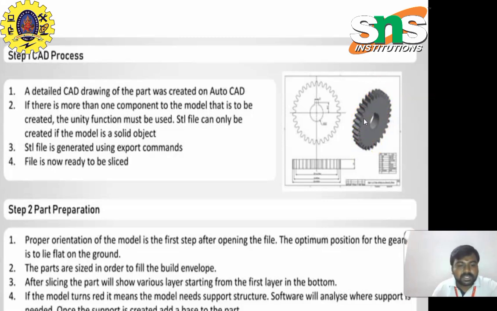If the model turns red, it means the model needs a support structure. The software will analyze where the support is needed. Once the support is created, add a base to the part.